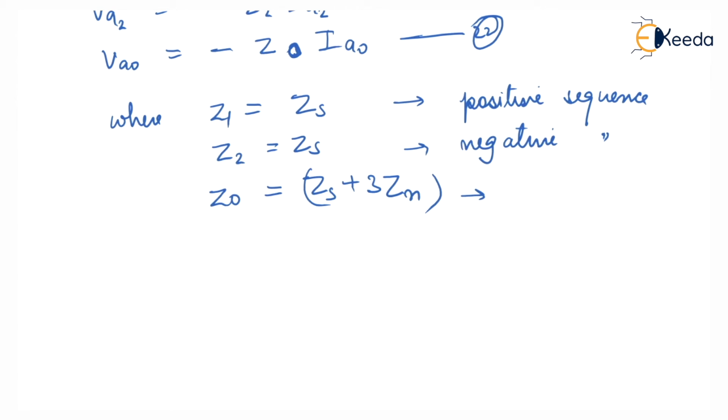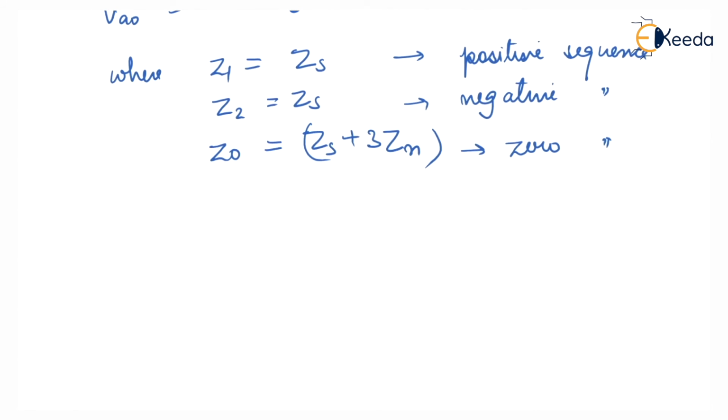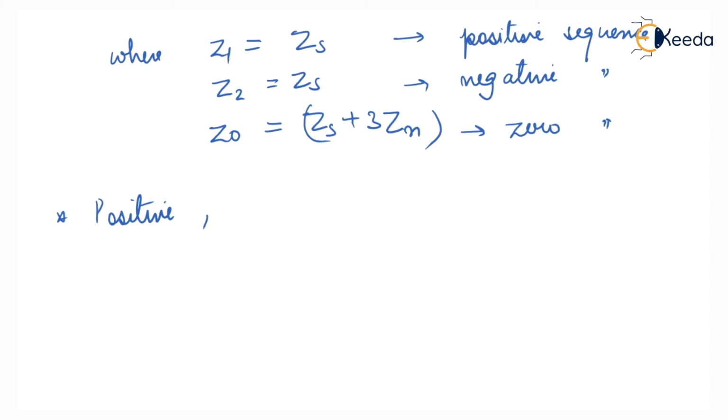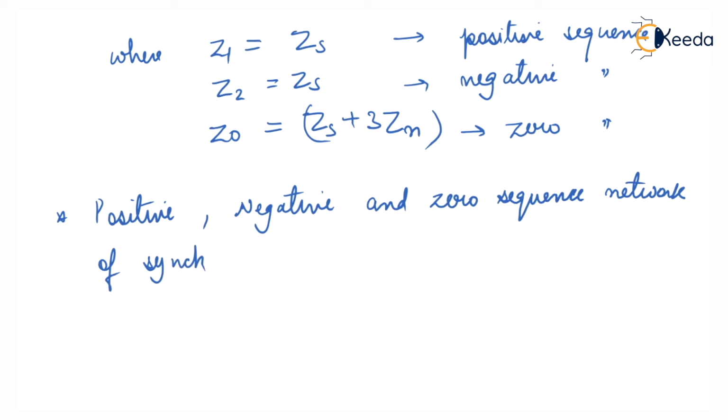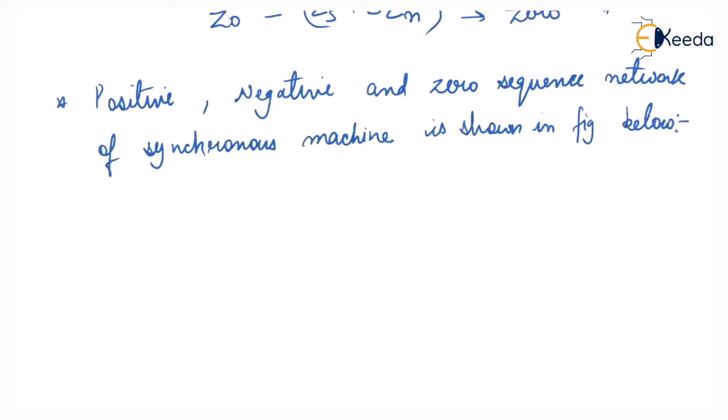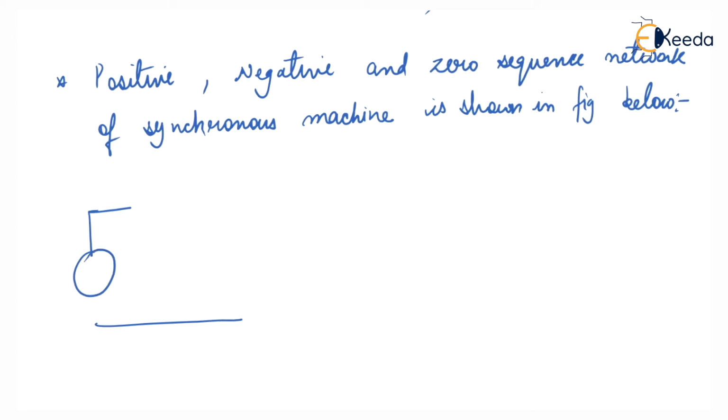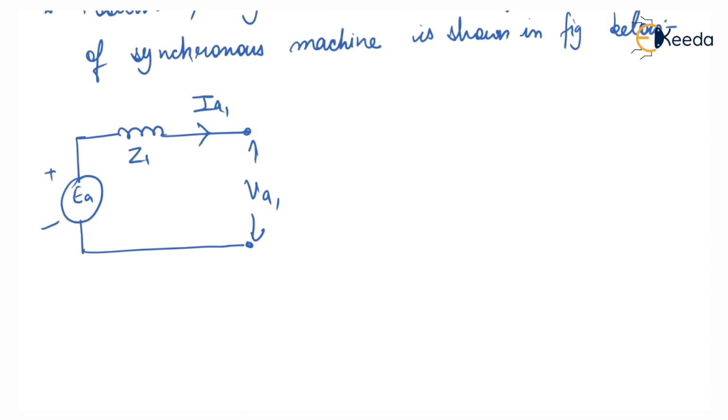Now the positive, negative and zero sequence networks of a synchronous machine are shown in the figure below. They are independent of each other. This is the reference, EA with minus Z1, this is IA1 and this is VA1. This is Figure A for the positive sequence network.